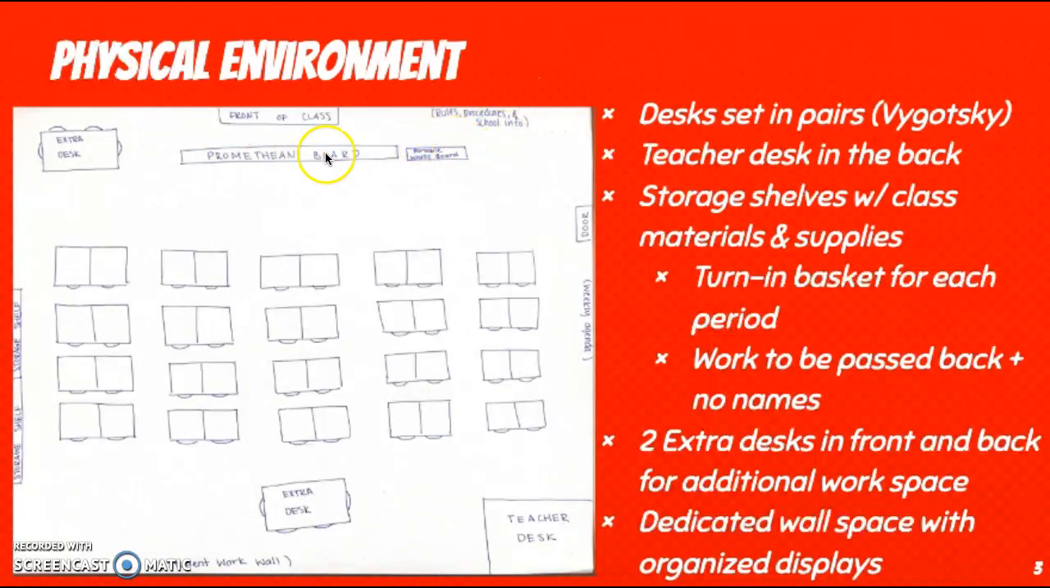We also have a Promethean board at the front of the class with some extra storage space behind the whiteboard, as well as another portable whiteboard here. And there's also various decorative items such as flags from around the world and specific to the United States because I am student teaching in a U.S. history class.